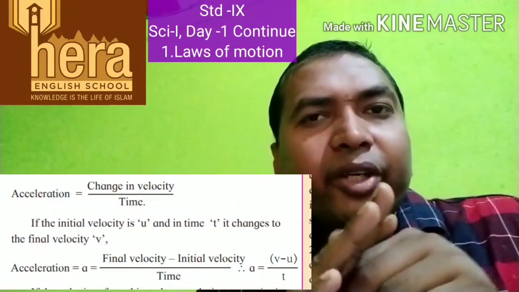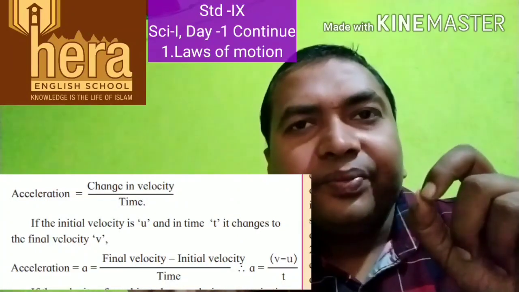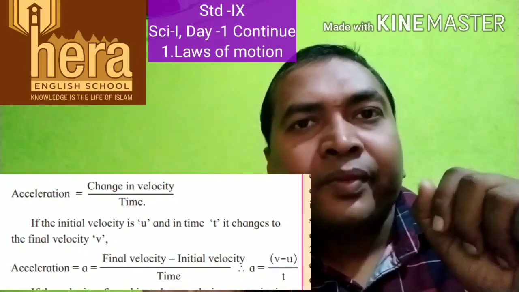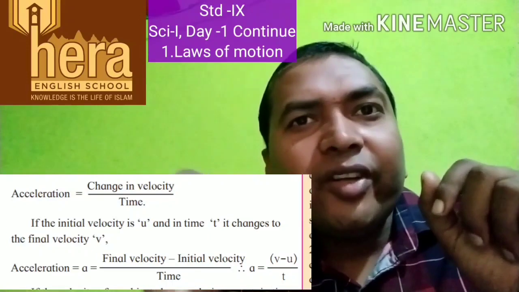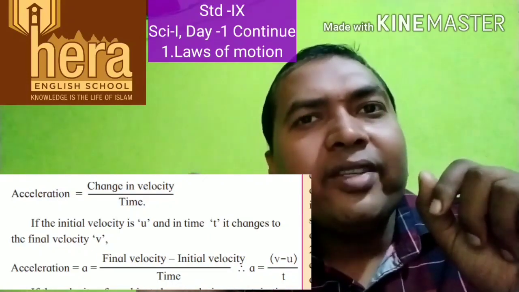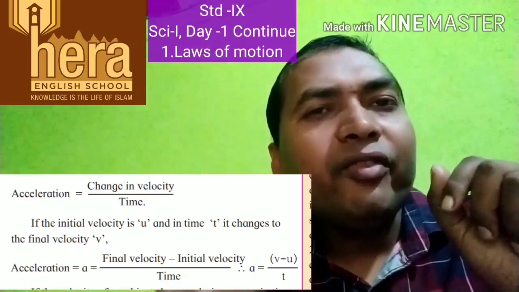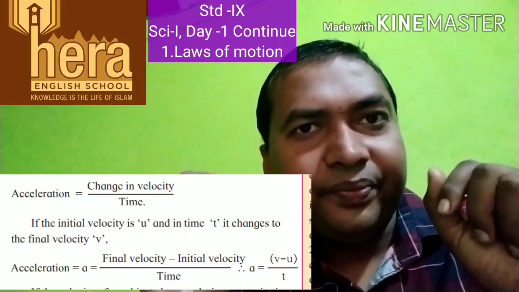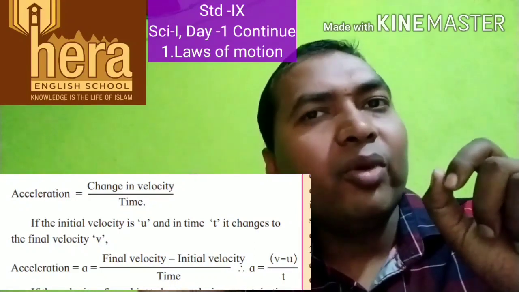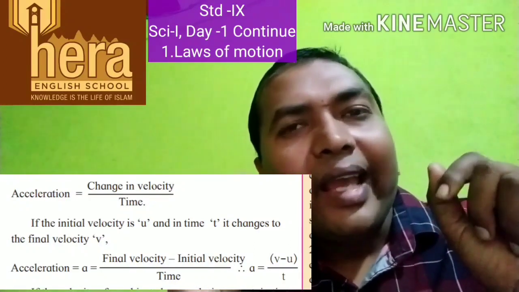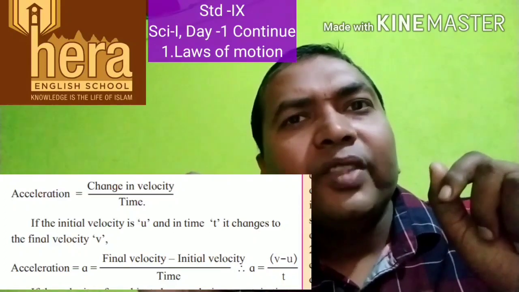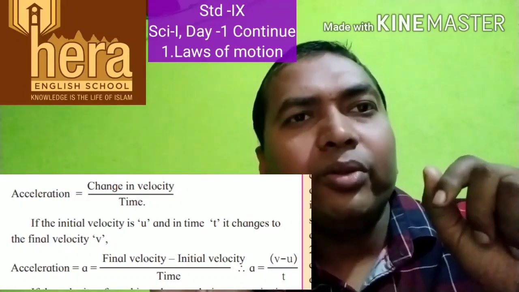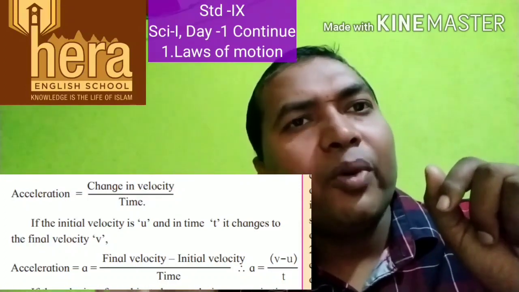One more thing I want to tell you. Acceleration is represented by small a. Initial velocity is represented by small u. Final velocity is represented by small v. And time is represented by small t. It means acceleration will be equal to change in velocity per unit time. It means a is equal to (v minus u) upon t.